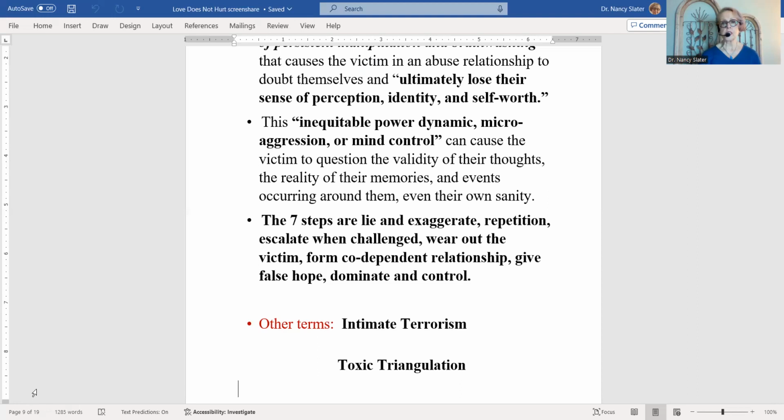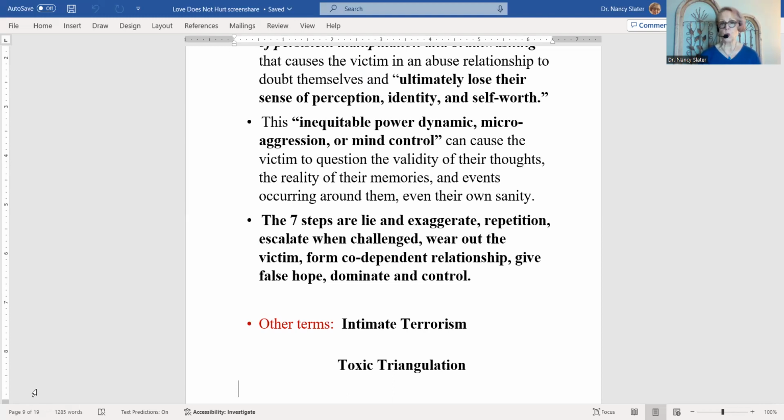Preston lists 7 steps, and they are lie and exaggerate, repetition, escalating when challenged. In other words, if the wife said, "You're doing this to me. Why are you doing this to me?" We know from the abusive personality, they will accept no responsibility. And so there is an argument, and then there's going to be an escalation and a different technique used.